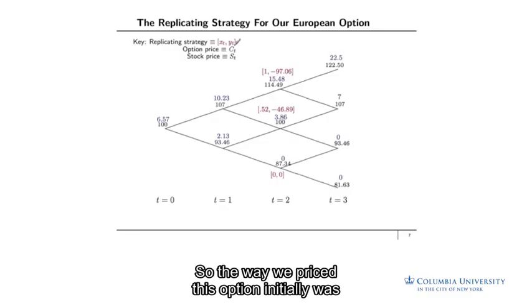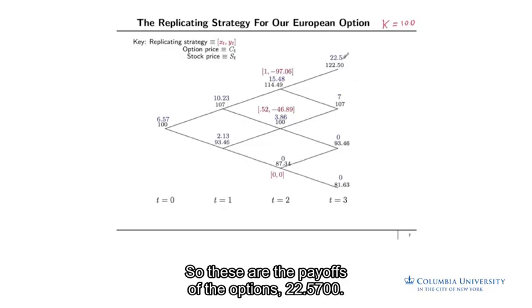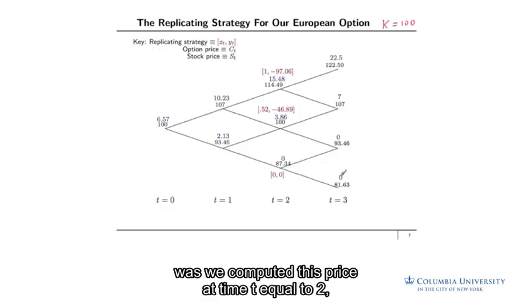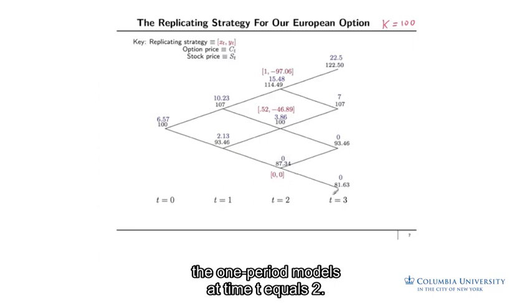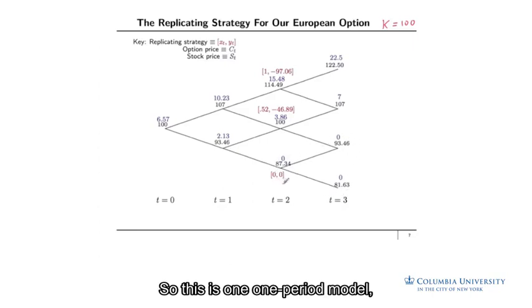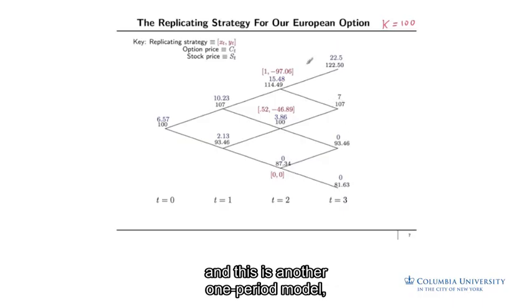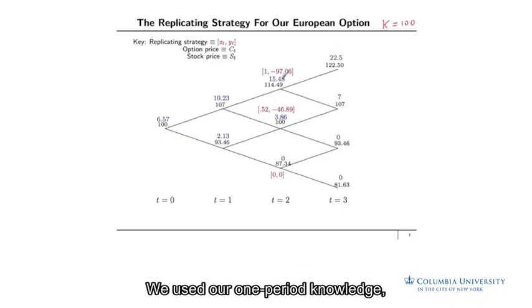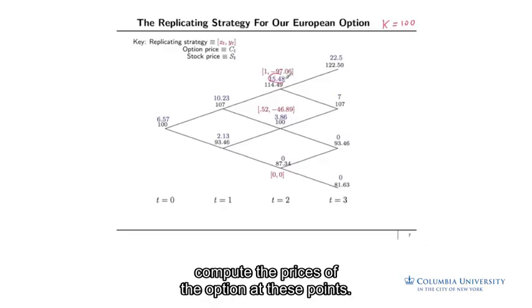So the way we priced this option initially was we determined the payoff at time t equals 3. Remember, the strike here was $100, so it was a call option with strike equals $100. So these are the payoffs of the options, 22.5700. And the way we priced this option originally was we computed its price at time t equals 2 by looking at each of the one-period models at time t equals 2. So this is one one-period model, this is another one-period model, and this up here is another one-period model. And we used our one-period knowledge, in particular the one-period risk-neutral probabilities, to compute the prices of the option at these points.